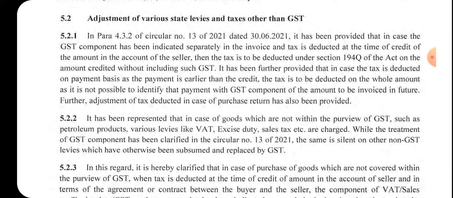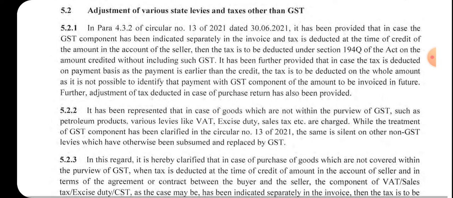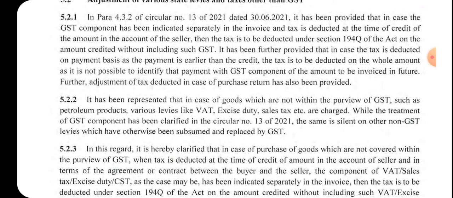5.2.1, in para 4.3.2 of Circular number 13 of 2021 dated 30th June 2021, it has been provided that in case the GST component has been indicated separately in the invoice and tax is deducted at the time of the credit of the amount in the account of the seller, then the tax is to be deducted under section 194Q of the Act on the amount credited without including the GST. It has been further provided that in case the tax is deducted on a payment basis as the payment is earlier than the credit, the tax will be deducted on the whole amount as it is not possible to identify that payment with the GST component of the amount to be invoiced in future. Further, adjustment of the tax deducted in case of purchase return has also been provided.